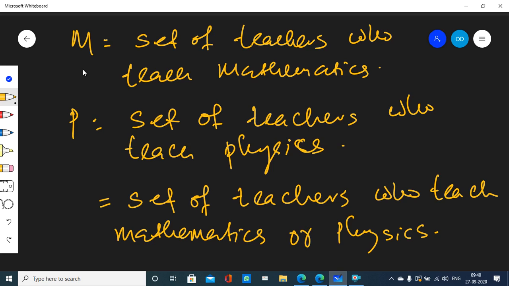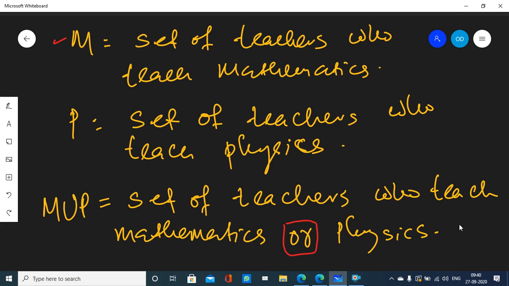Is it M union P or M intersection P? Here we have used M and P, and because I use the word "or", it is M union P, the union of these two sets. Think about it, guys.